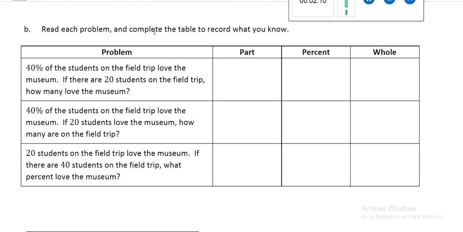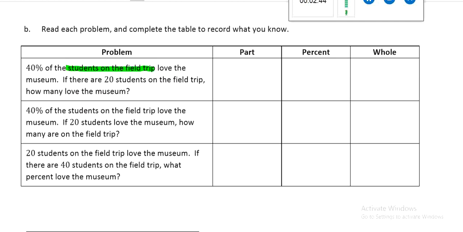So let's start by this. We know how to find the whole, so let's go ahead and let's start by finding the whole, then we'll work from there and find the percent. So problem number one, 40% of the students on the field trip love the museum. If there are 20 students on the field trip, how many love the museum? Well, here's my first clue. It says 40% of, and it says the students on the field trip. So if I stopped right there, I wouldn't know the number, but I would know that the whole is the total students on the field trip.